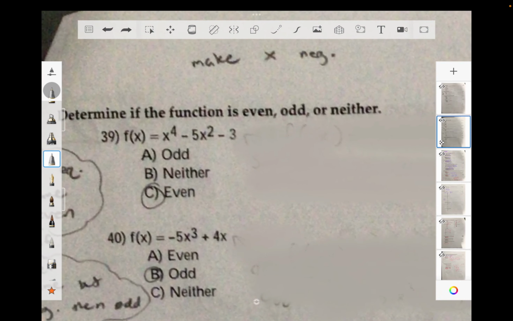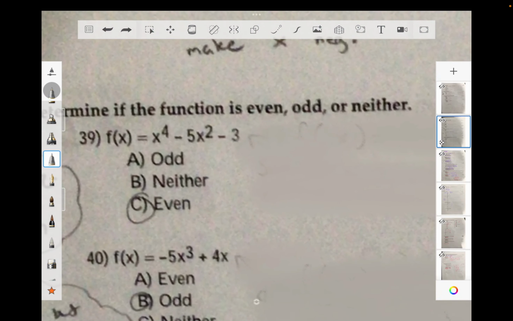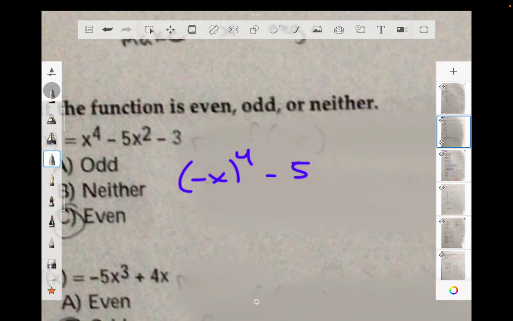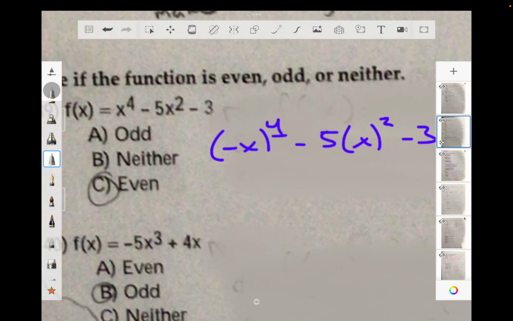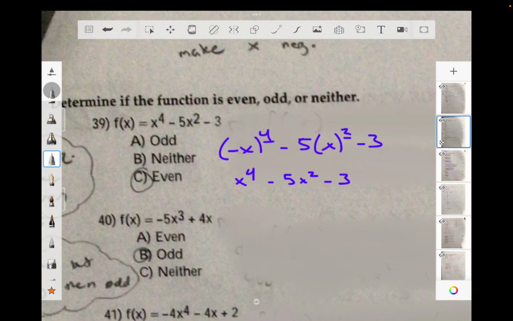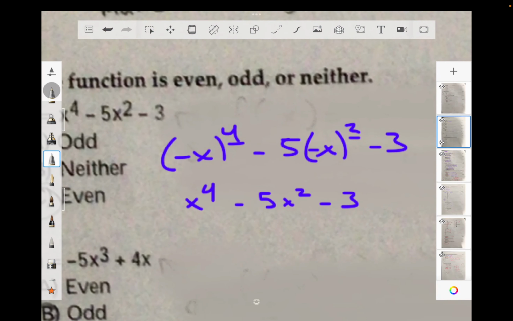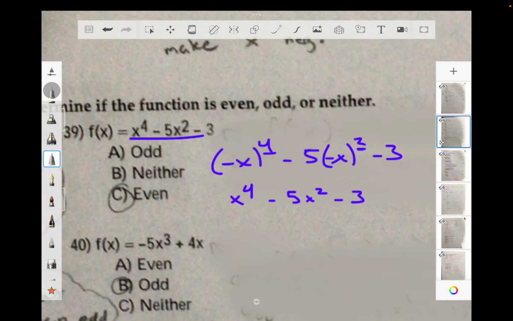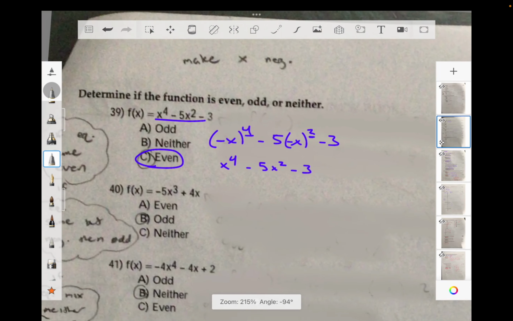So let's do this one. So this one would be negative x to the fourth minus 5 times negative x squared minus 3. If it's an even exponent, the negative goes away. So it's just going to be x to the fourth minus 5x squared minus 3. Oh, there should be a negative in here. But it goes away anyway because it's an even exponent, which is the exact same as this. Since it stays the same, it is even.